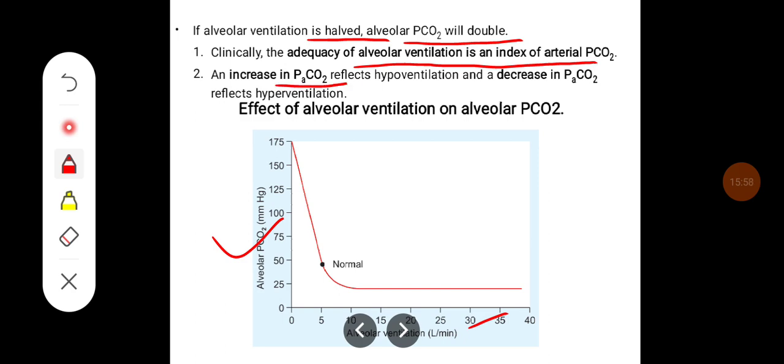An increase in partial pressure of carbon dioxide reflects hypoventilation, and a decrease in partial pressure of carbon dioxide in the artery reflects hyperventilation. Okay. So this diagram represents the inverse relationship between alveolar ventilation and PCO2. So when alveolar ventilation reduces from 10 liters per minute to 5 liters per minute, the carbon dioxide levels rapidly increase.